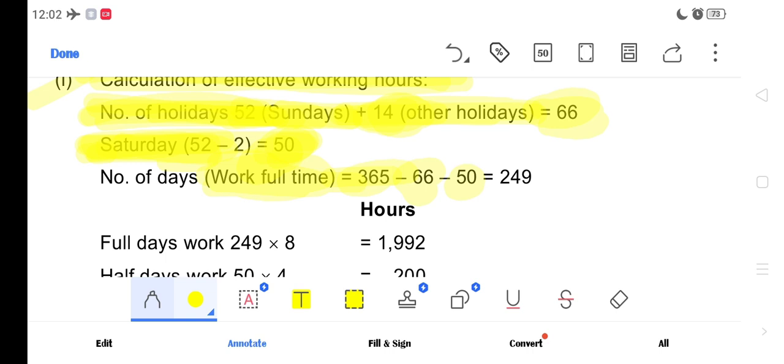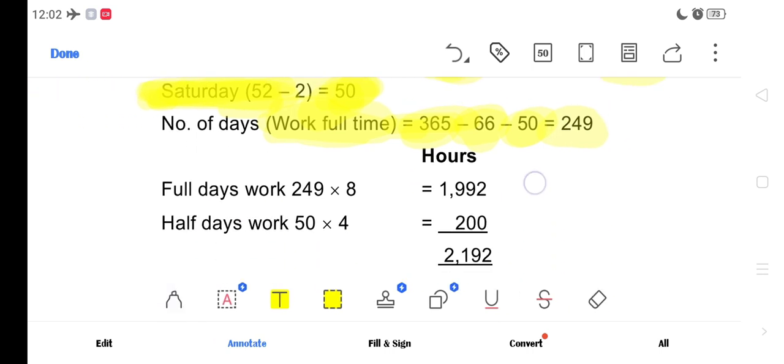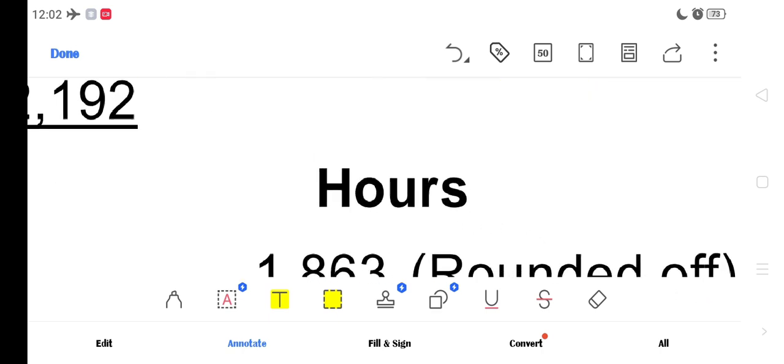So for effective hours you have to calculate, no? That's why he has taken only full days. Okay, so out of 365, 66 are holidays, and 50 are half days. We don't want half days, we want only full days. So the total comes to 249 days. Now we are going to see the calculation.